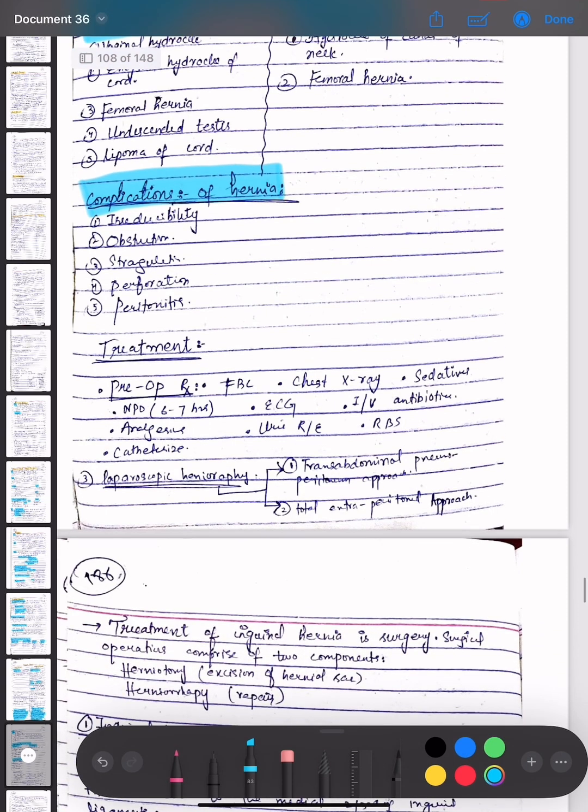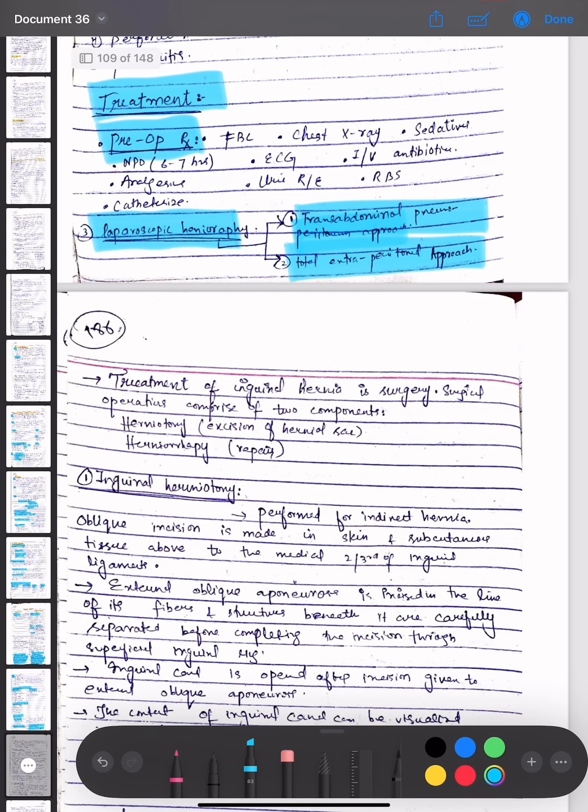The treatment options: first of all, we have the pre-op treatment, that is FBC, chest X-ray, sedatives, and nil per oral for 6 to 7 hours. ECG is done. Intravenous antibiotics are given. Analgesics, urine RE, RBS, and catheterization are done. Laparoscopic herniorrhaphy is done, which contains the transabdominal preperitoneal approach and the total extraperitoneal approach. Treatment of inguinal hernia is surgery.